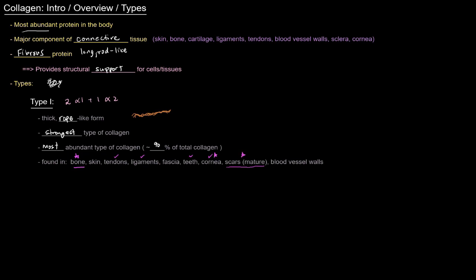Now there are some disorders associated with type 1 collagen, and we'll talk more about them later: Ehlers-Danlos syndrome, or EDS, as well as osteogenesis imperfecta, OI, also known as brittle bone disease. We'll talk a little more about that later in the series. So that's basically it for type 1. Next up, type 2.